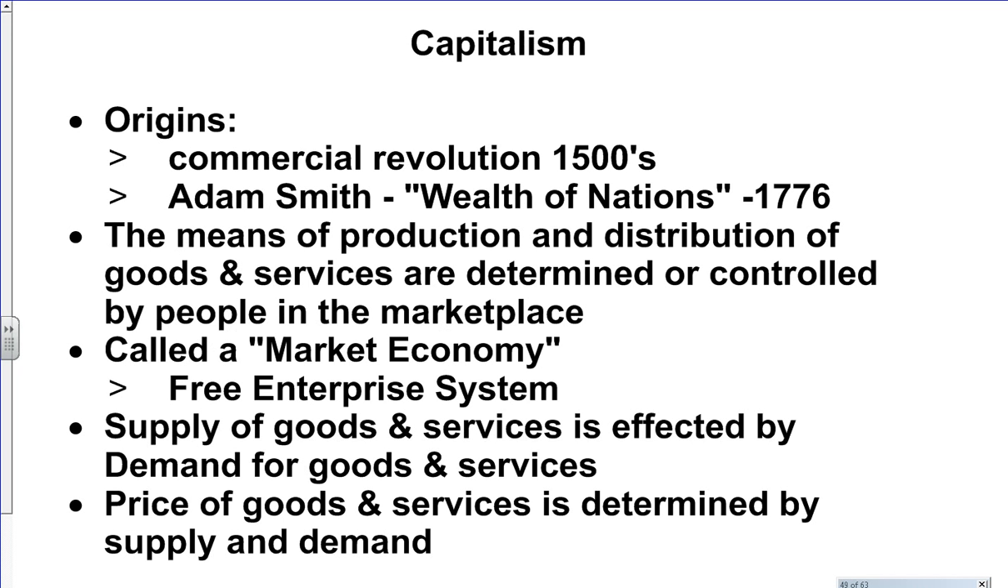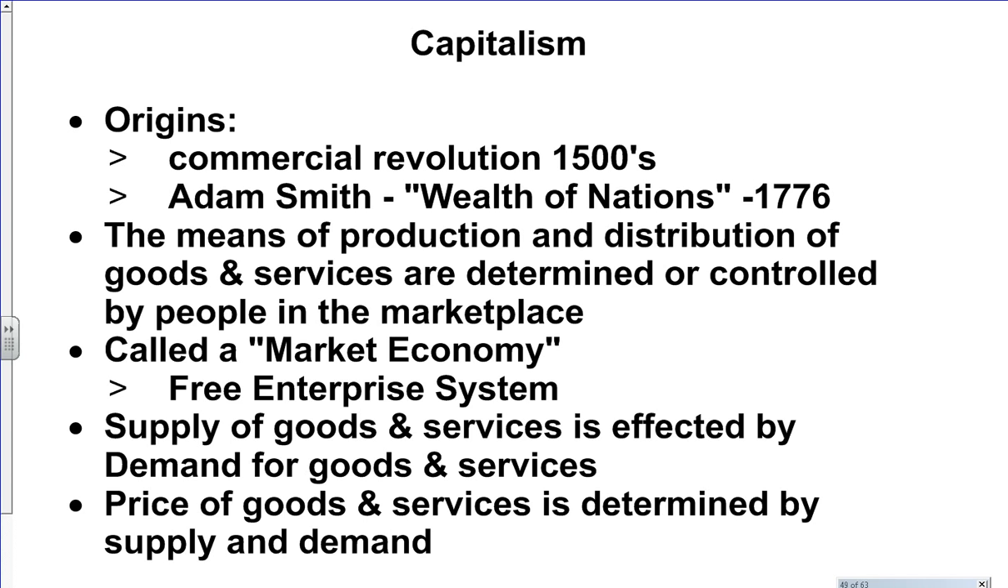Okay, so the first and probably most famous and widespread of these systems is capitalism. It begins with the commercial revolution of the 1500s, the advent of trade in Europe. In 1776, a man named Adam Smith, who we will spend a little time on, wrote a book called The Wealth of Nations. And in this, he stated that the means of production and distribution of goods and services are determined or controlled by the people in the marketplace. Okay, means of production is how we make everything and distribute everything. This is called a market economy or the free enterprise system.